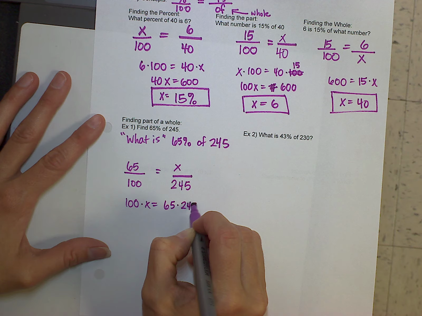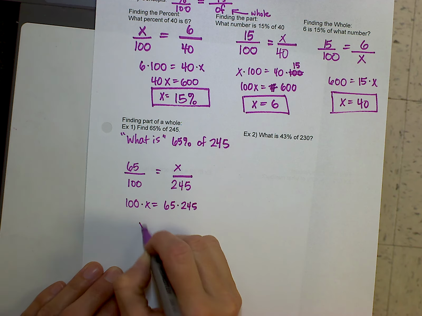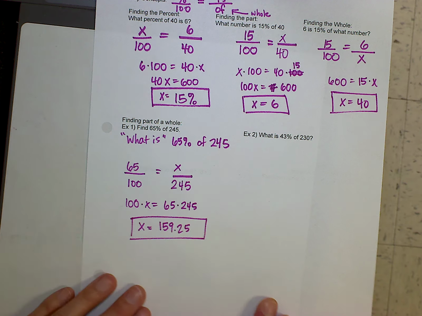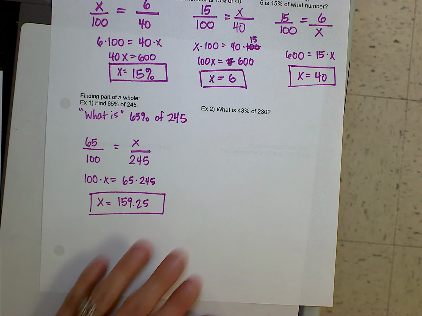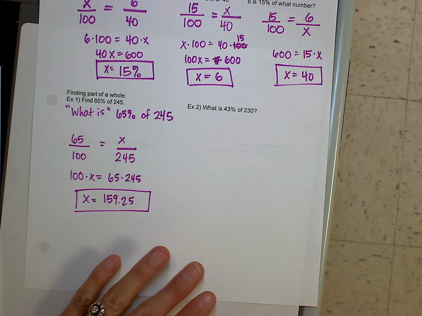And yes, you would be using your calculator for these problems. When you solve this, x equals 159 and 25 hundredths. All right, example 2 is just the same. You set that up on your own.